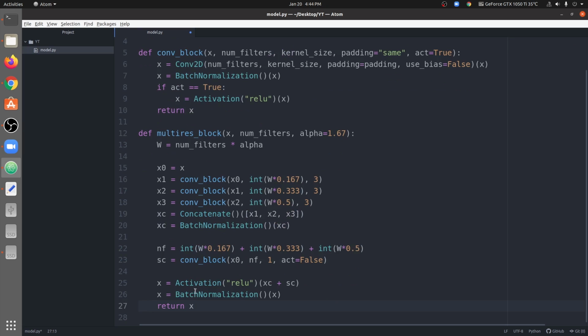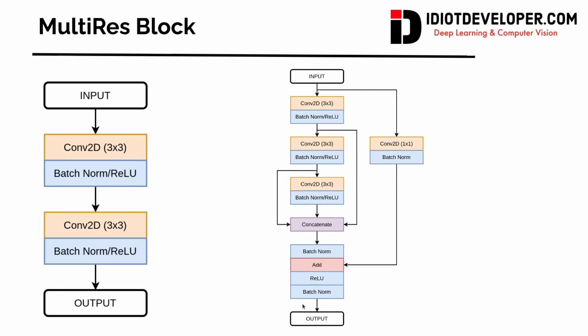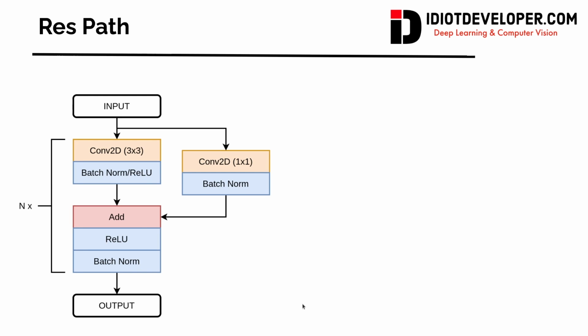Okay, we add these 2 features, that is xc and sc. And then it is followed by ReLU, batch normalization, and we have written the required output feature. Okay, now we are done with the multi-res block. Now we'll move to the res path.